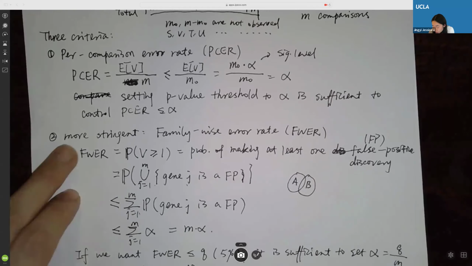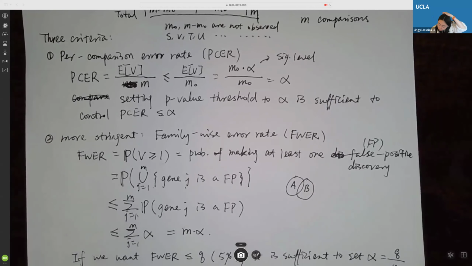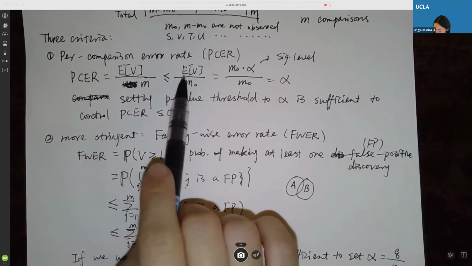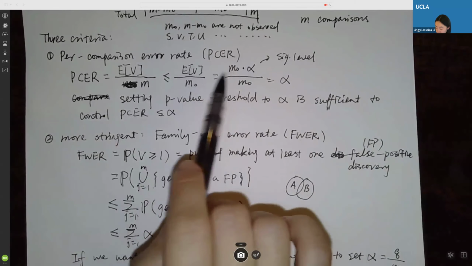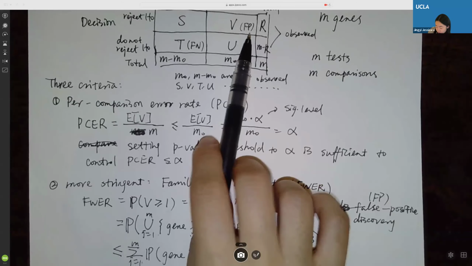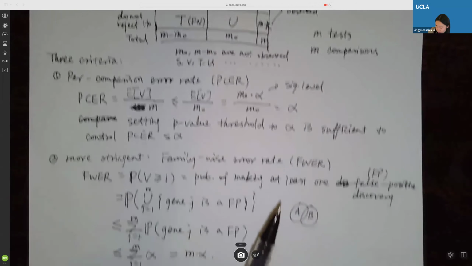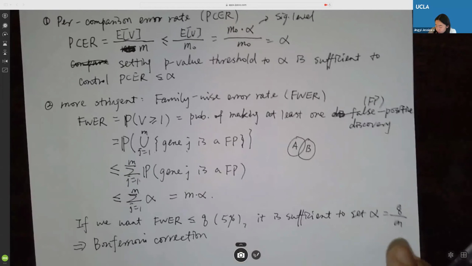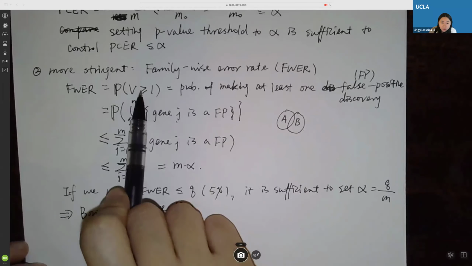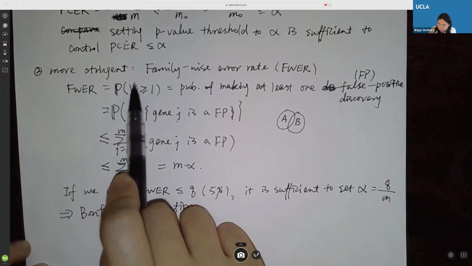The second one is more stringent, because we may not be happy to just control PCER, since this expectation of V, the total number of false positives in expectation, can be very big. If your M0, the number of true non-DE genes, is 10,000 with alpha as 0.05, you may still have 500 false discoveries, and that can be too many. To avoid that, a more stringent criterion is called family-wise error rate. That is, we directly control the chance that V is greater than or equal to 1.